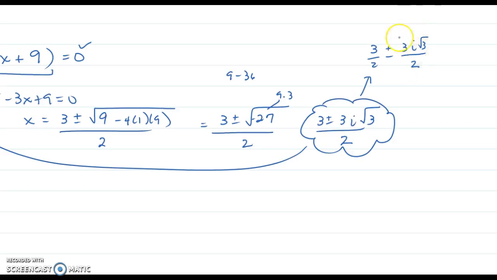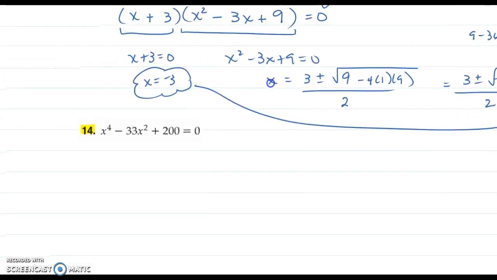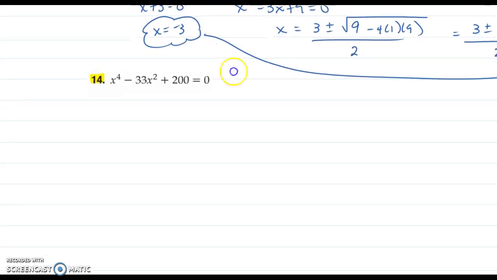And there's different ways you can write that. You could have that little piece be 3 square root of 3 over 2i if you were writing it truly as a complex number. All right, last one. Number 14.